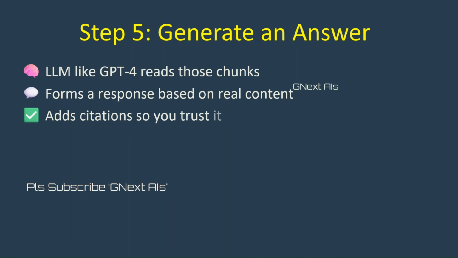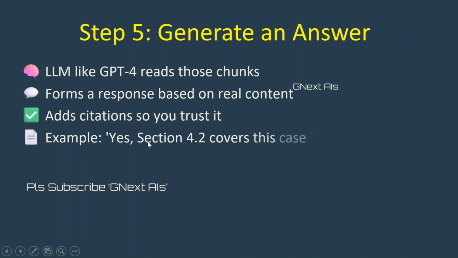Real content in the sense that it will take the vector, match it, see how it is being stored, from which text it was converted to a vector, then convert that vector back to text, and then it adds the citation, so you trust it. That means using its intelligence, it will give you a customized answer. For example, you ask whether this water damage is covered or not. It will say yes, section 4.2 covers this case.